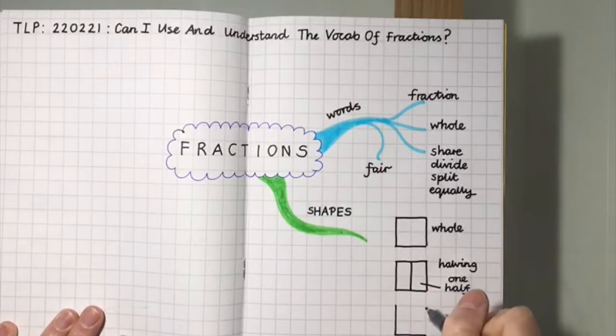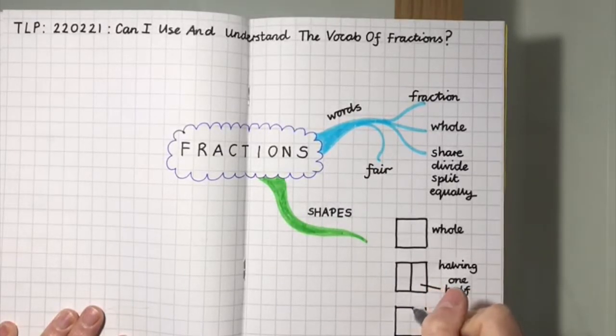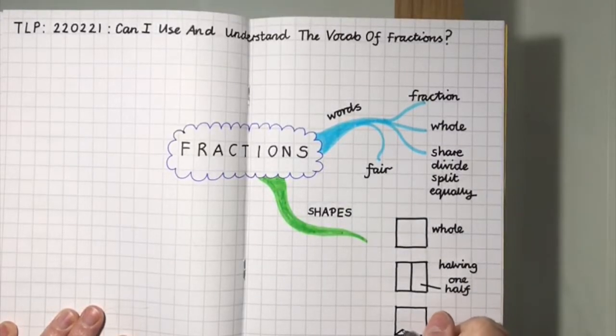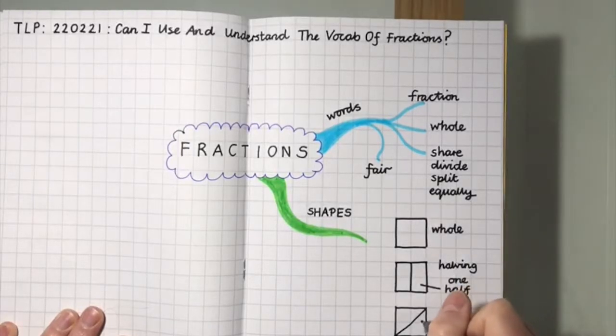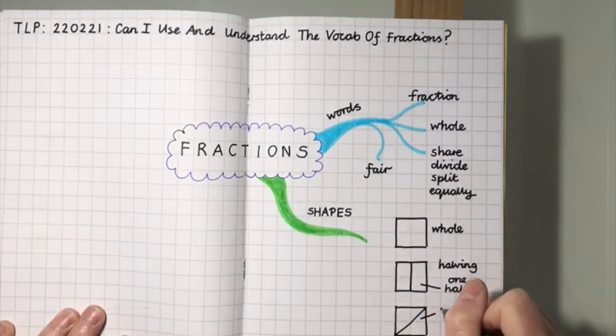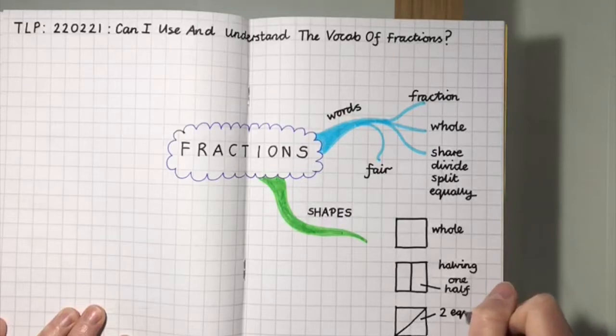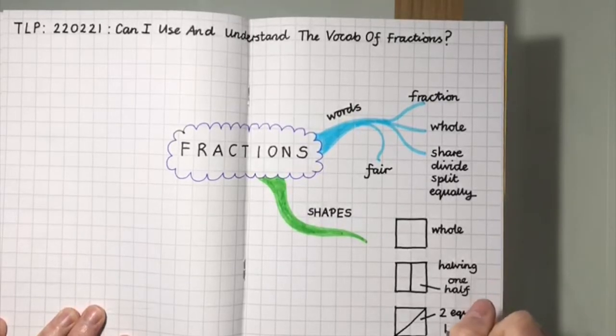I'm just going to show you something else. It being a square, I can split it diagonally. That's not a very straight line, but it would do. And that's also 2 equal parts, which means that the fraction of the whole, each part is called a half.